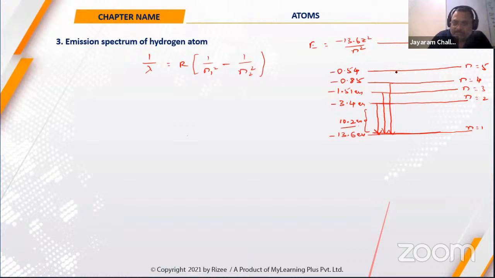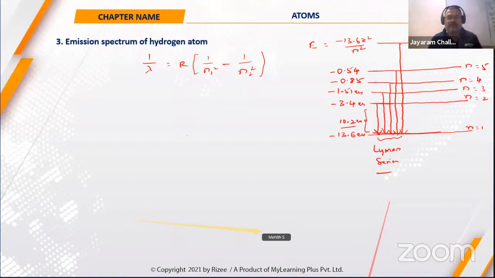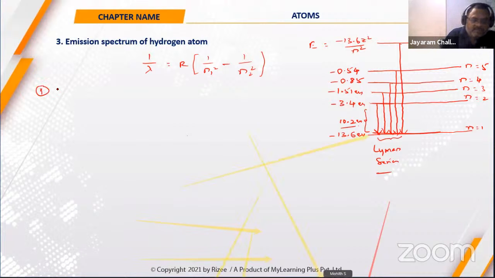Okay, so this type of series is from 5 to 1, or infinity to 1. All of them are called the Lyman series. So when there is a transition from the higher energy levels to the first orbit, it is called the Lyman series. So the first one I'm going through is called Lyman.